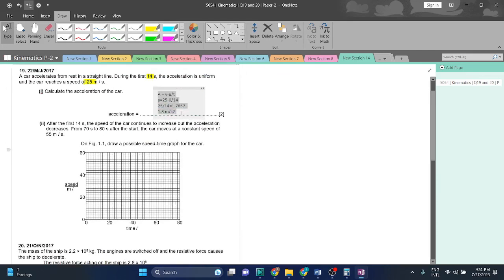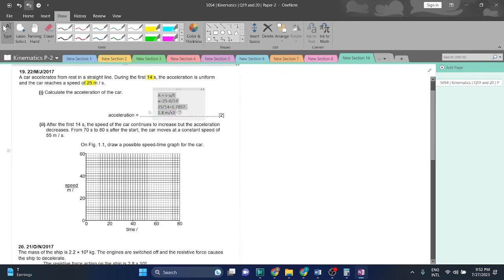ठीक है ना, आगे after the 14 seconds the speed of the car continues to increase but the acceleration is decreasing, acceleration decrease हो रही है. The car will still gain speed but at a lower rate. From 70 to 80 the car starts. After the start the car moves at a constant speed of 55 meters per second.